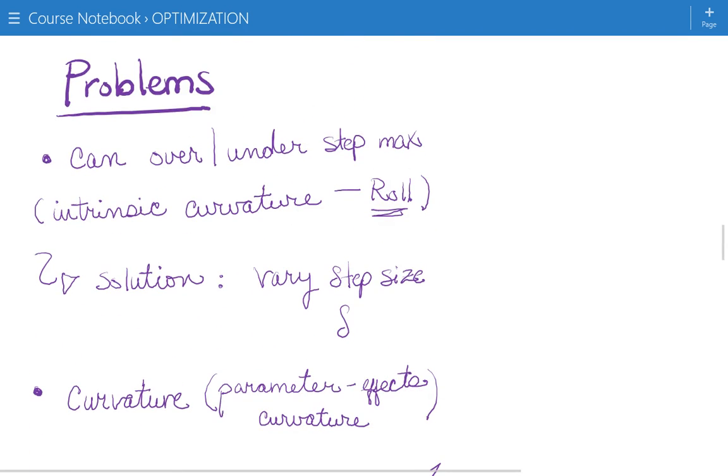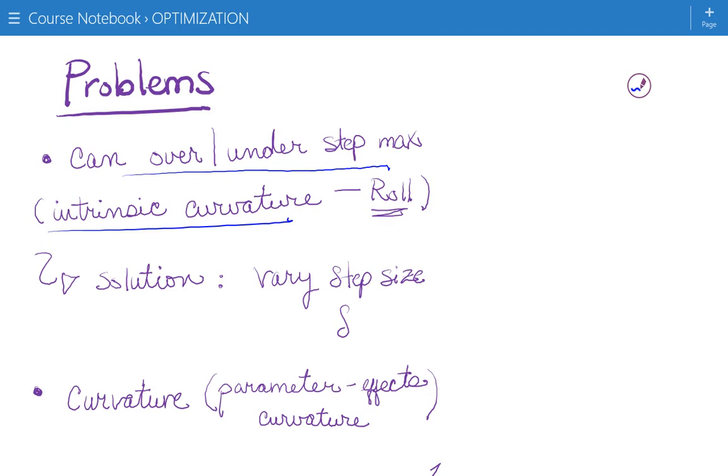Now let's look at some problems. These are some kind of general problems with nonlinear optimization. One is you can over and understep, as we had mentioned before, and this is due essentially to what's called intrinsic curvature, or the role of the parameter space. And the solution to this was that we would vary our step sizes.